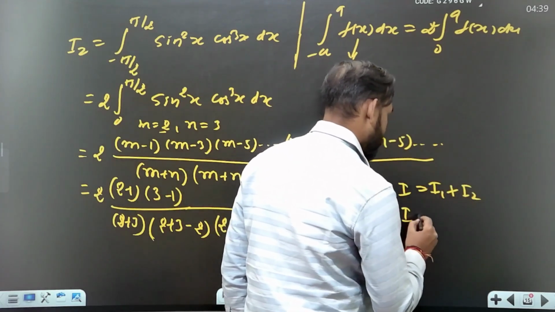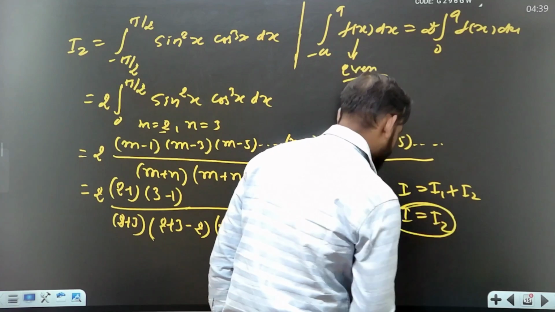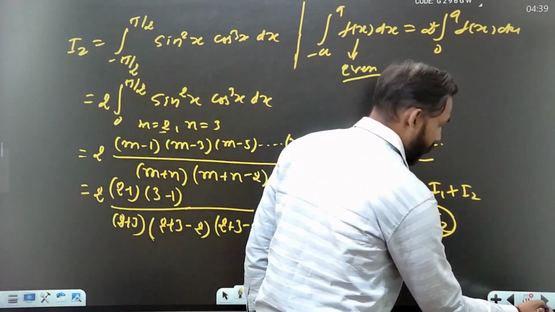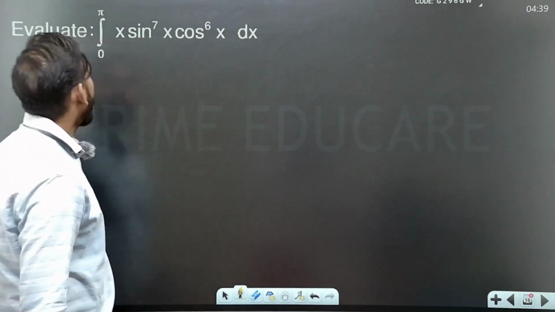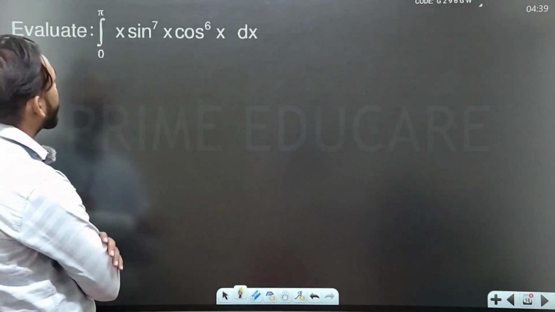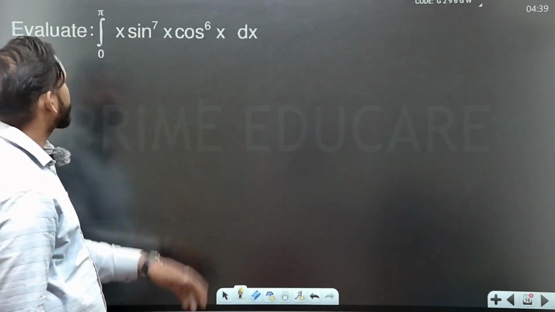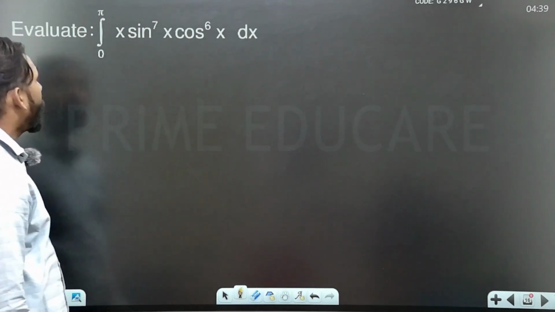If the I1 value is 0, then I equals I2, and this will be our answer. Clear? Okay. Now let's move forward to the next question. What is the question? Now we have to take this.